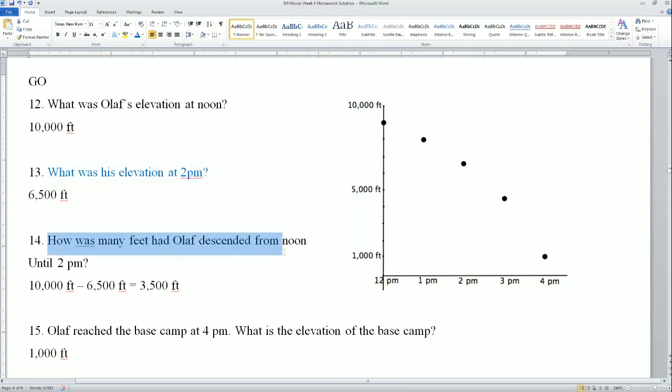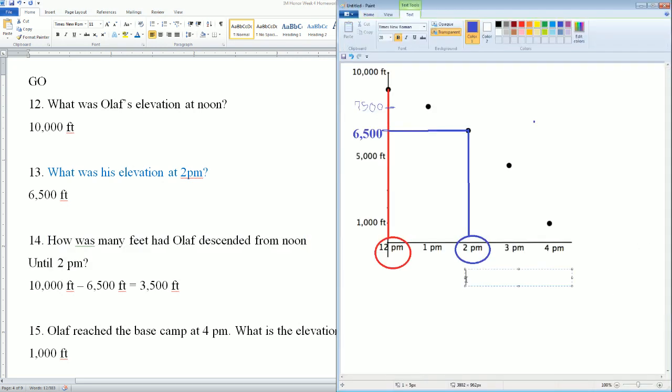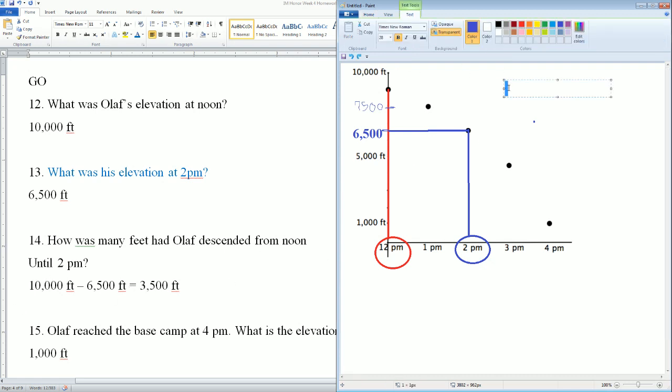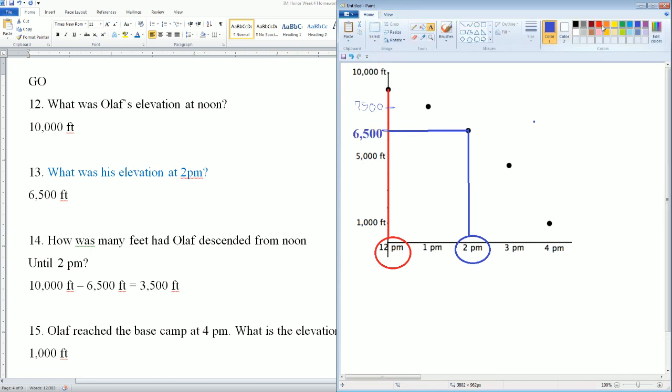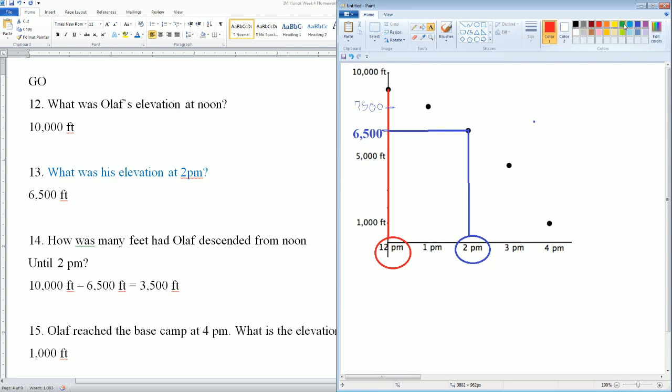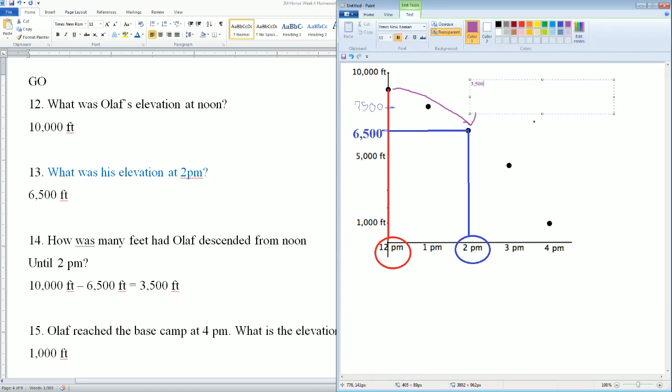How many feet did Olaf descend from noon to 2 p.m.? You're going to go from noon, which is our red, to 6,500, which is our blue. That's why I showed the math here: 10,000 minus 6,500 is a difference of 3,500. That whole thing is represented by this decline from here to here. That is your 3,500 feet.